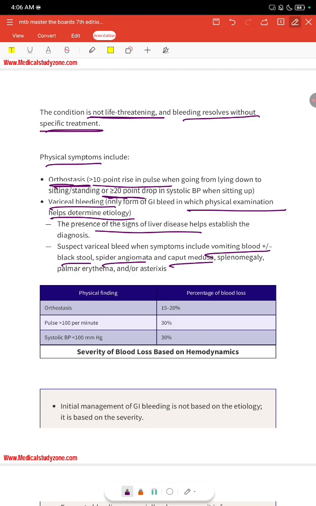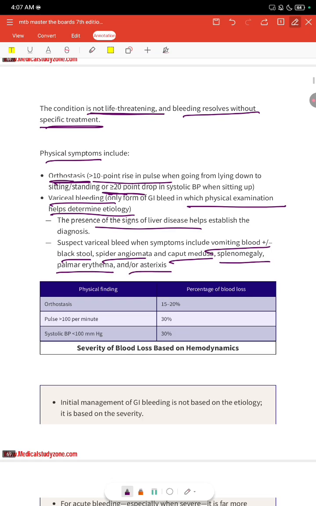So these are the problems that often occur when we have liver problems, portal hypertension, and stuff like this. So suspect variceal bleed when symptoms include vomiting, plus or minus black stools, spider angiomata, and caput medusae, splenomegaly, palmar erythema, and or asterixis.